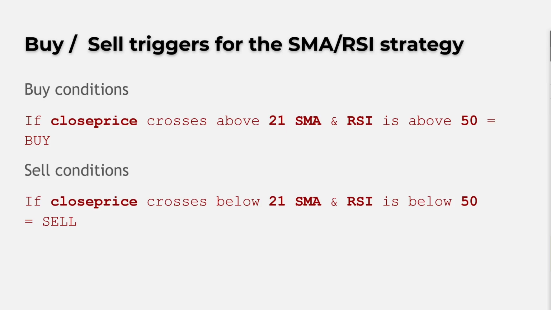On this slide you can see my theory again. There are buy signals when price closes above the 21 SMA and RSI above 50, and there are sell signals when the price closes below the 21 SMA and RSI closes below 50. I will call this strategy the SMA RSI strategy.